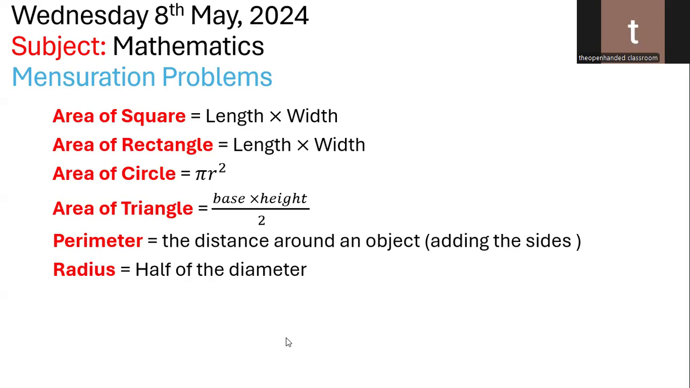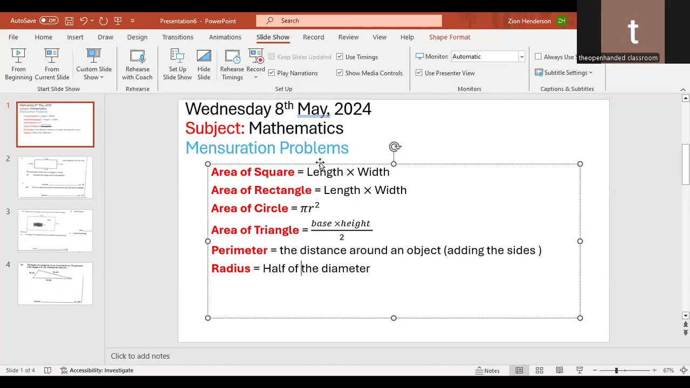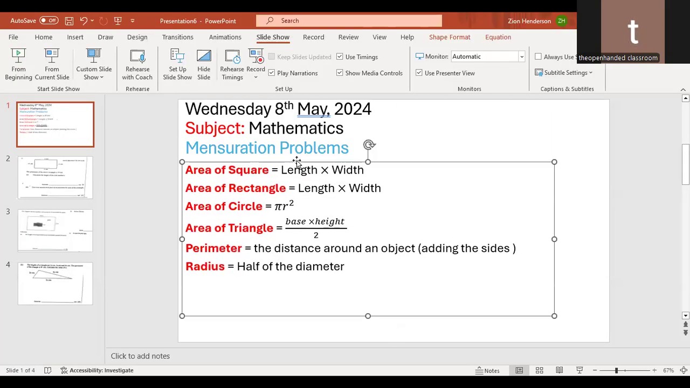So how can we find the perimeter? What do we need to do? In order to find the perimeter, what do we need to do? Add the sides. Very good. To find the perimeter, add the sides. Okay, so that is our formulas for mensuration.